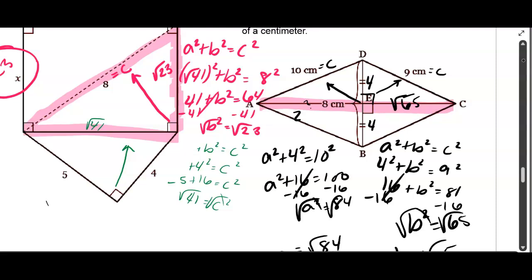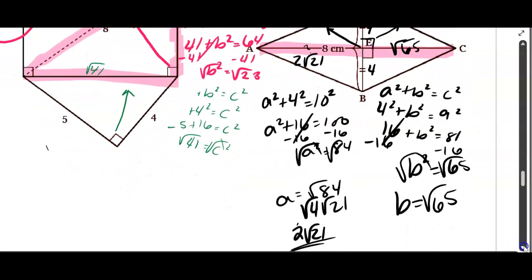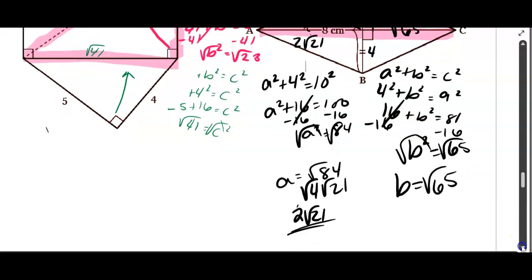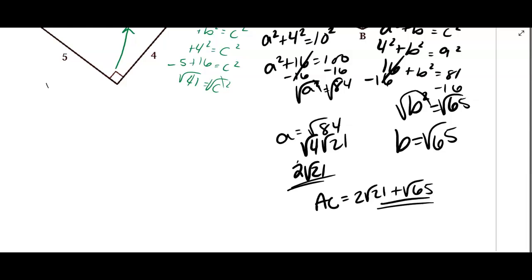And now this is 2 square root of 21. So my final answer for AC is 2 square root of 21 plus square root of 65. So AC is equal to 2 square root of 21 plus square root of 65. And I'll actually just leave my answer like this.